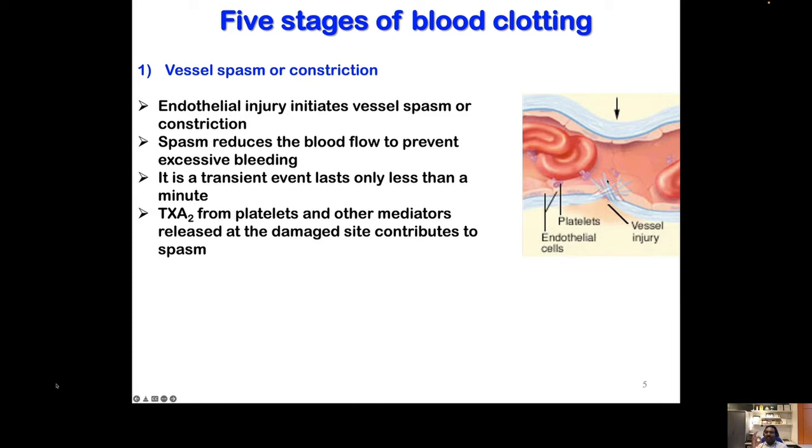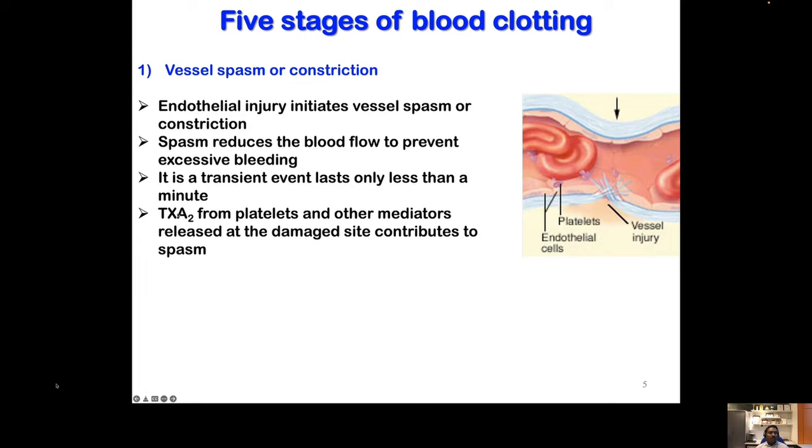So it will shrink the blood vessel in that area in order to reduce the blood flow at the affected area. Because if you got an excessive amount of blood flow here, then bleeding will be quite a lot. That's why it's making the constriction, and it will reduce the blood flow for a brief period. This is a transient event and it lasts for less than a minute. It's only for a quick time, not for a long time, and therefore it's reducing the blood flow to prevent excessive bleeding here.